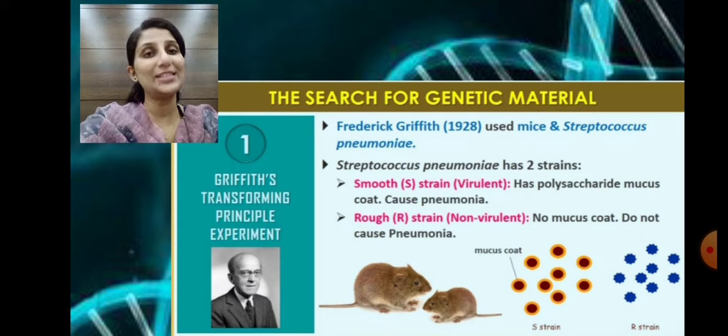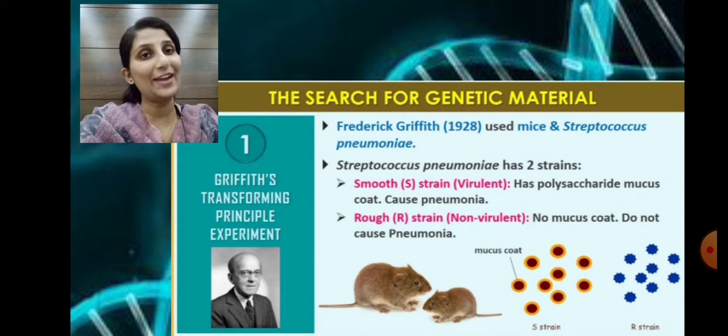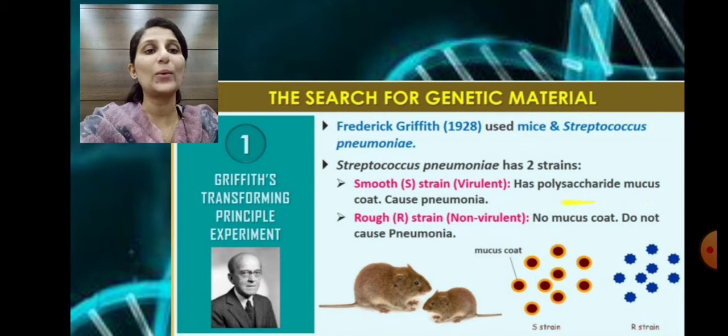When Streptococcus pneumoniae were grown in culture plates, it was observed that two types of colonies were formed: the smooth strain and the rough strain. What is a smooth strain and rough strain? The smooth strains are the virulent forms. That means these are the strains which cause pneumonia. And why are they able to cause pneumonia? It is because they have a polysaccharide mucus coat.